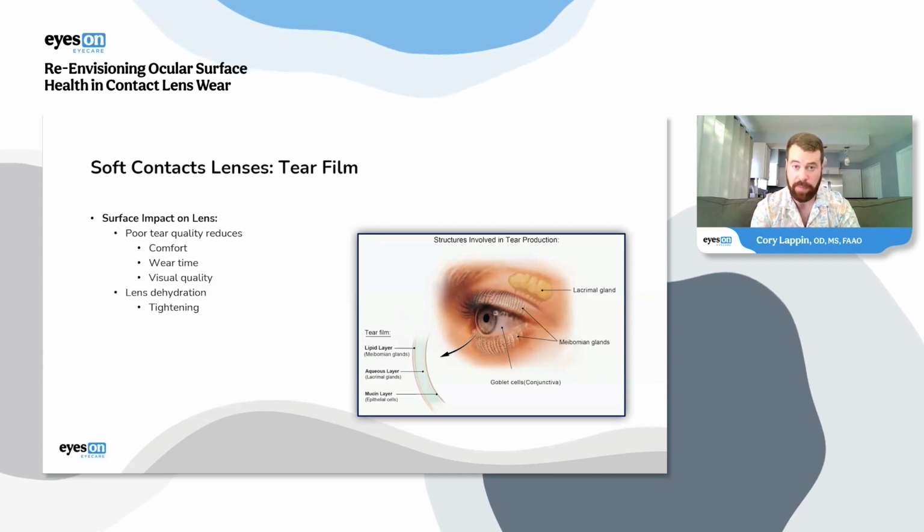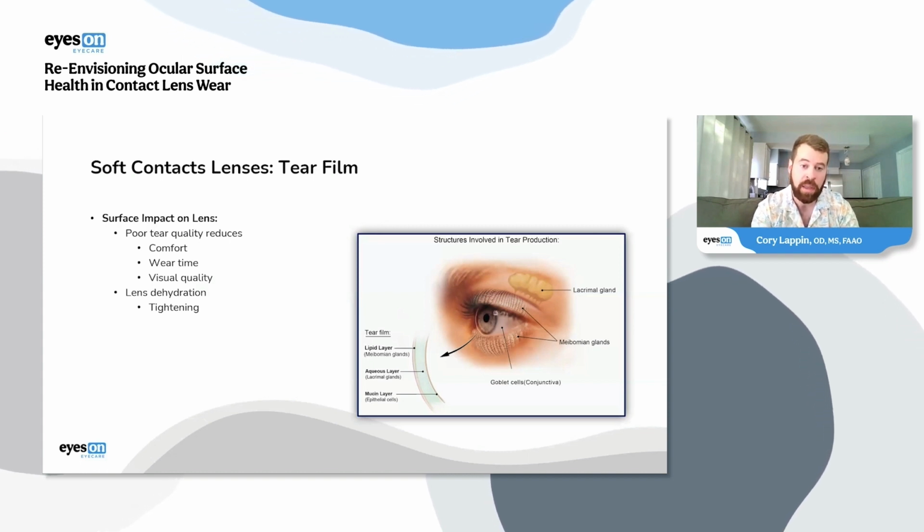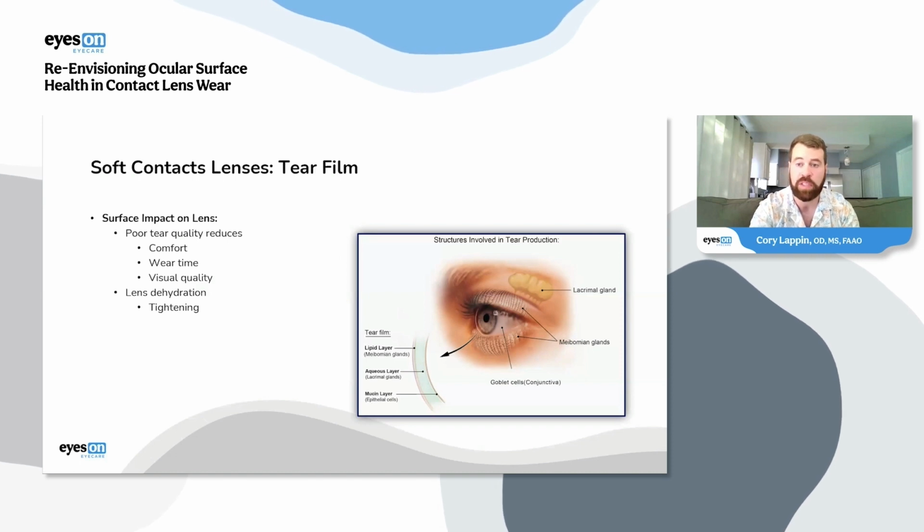And the lens itself can even dehydrate. And when it dehydrates, it can tighten, which not only is uncomfortable, but can potentially damage the ocular surface.